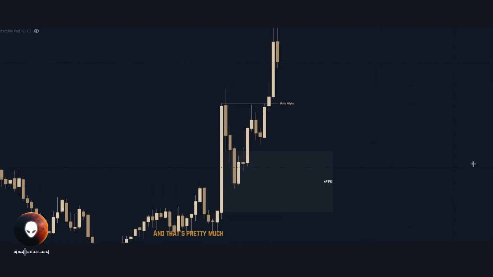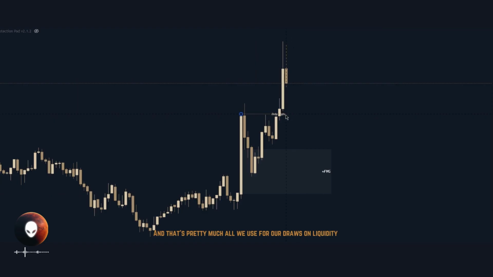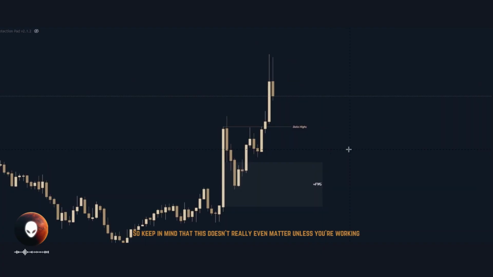And that's pretty much all we use for our draws on liquidity. So keep in mind that this doesn't really even matter unless you're working with higher time frame order flow. You need that in order to form a bias, which is exactly what we're going to be talking about in the next video. So we'll see you then.